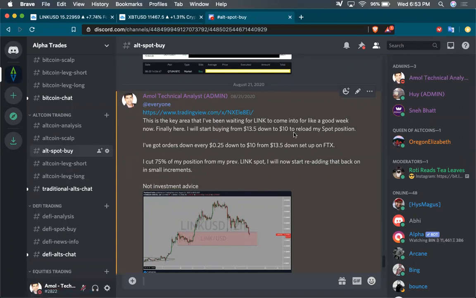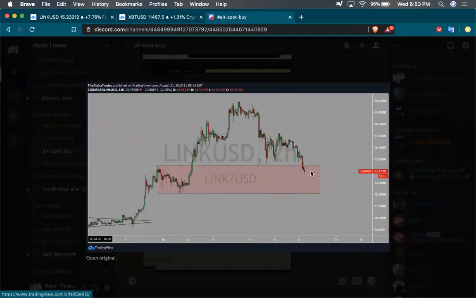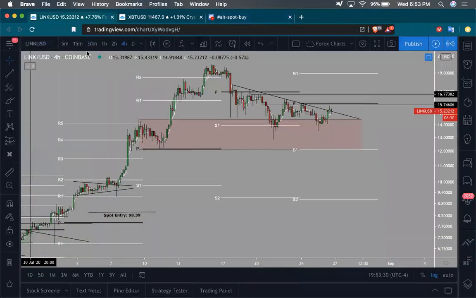I started to reload my position, placing orders every 25 cents down, from $13.50 all the way down to $10. As you can see, price was at almost 14 bucks right here, and then price bled lower and lower. And this is where we got the perfect buying opportunity, as this move happened down here.